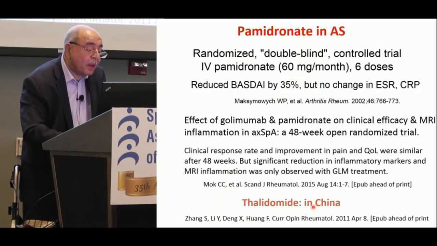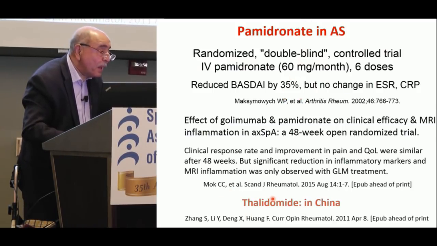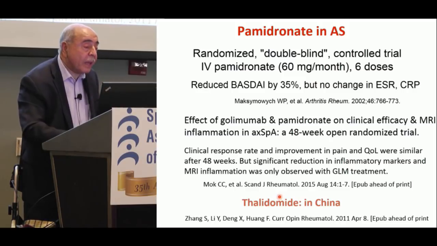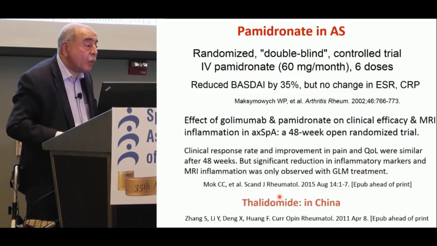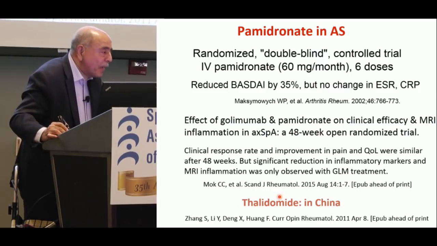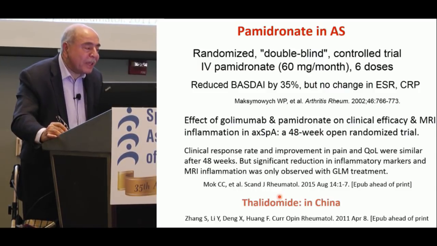In China, they use thalidomide. You remember thalidomide story where children were born without arms and legs? But in China, studies, open label studies, the one control study showed it is effective, but slowly, the effect is seen slowly.